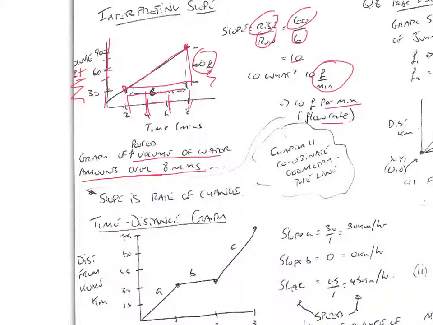Okay, so this is just showing you that the slope of the data is actually the rate of change of volume with respect to time.